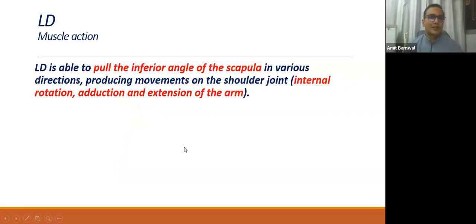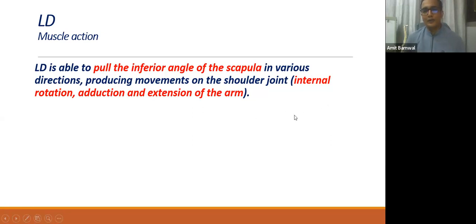So what is the action of the latissimus dorsi? Basically, we know that we are having an adduction. Along with adduction, we are having an internal rotation and extension of the arm. Along with this, it has an impact over the inferior angle of the scapula. It pulls the inferior angle of the scapula in various directions. So definitely, along with all the arm movements, it is having some sort of impact over the scapular region as well.